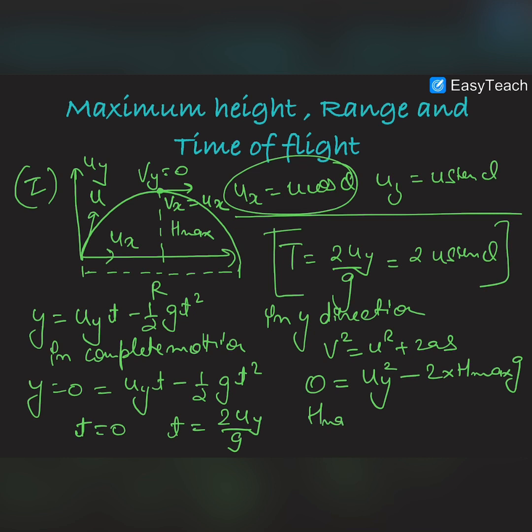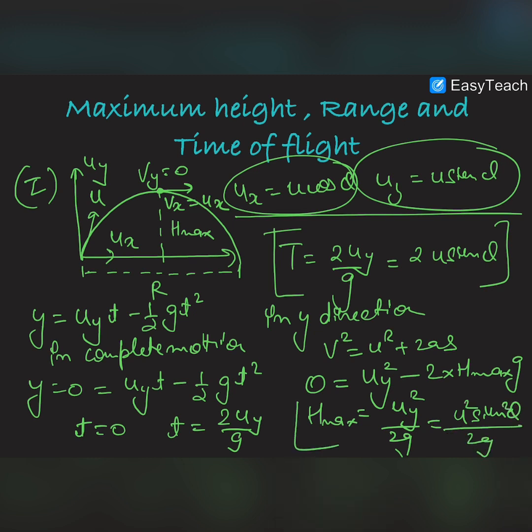So h max is equal to uy whole square upon 2g, and you can substitute the value of uy as u sin theta. So this is u square sin square theta divided by 2g. This is the equation of maximum height attained.